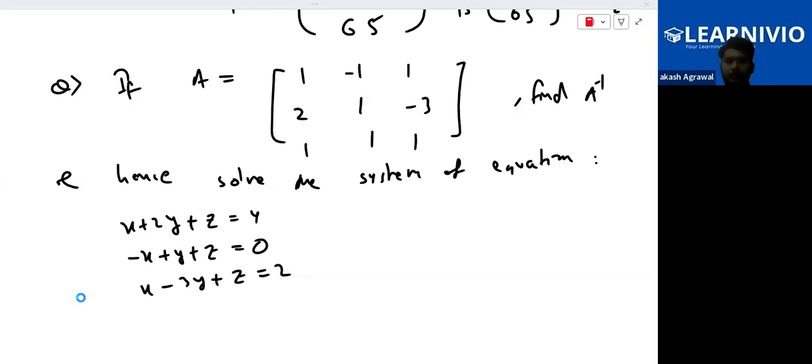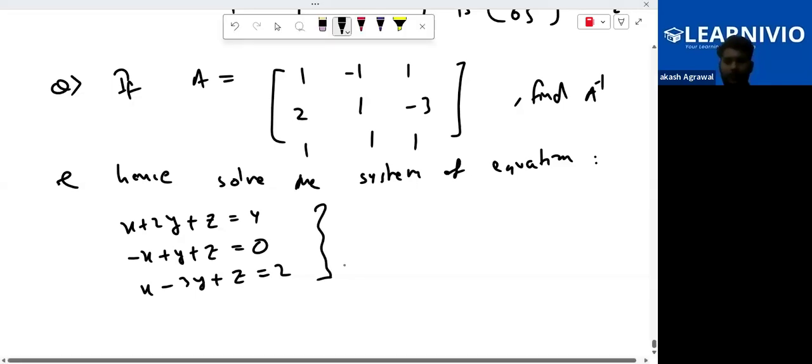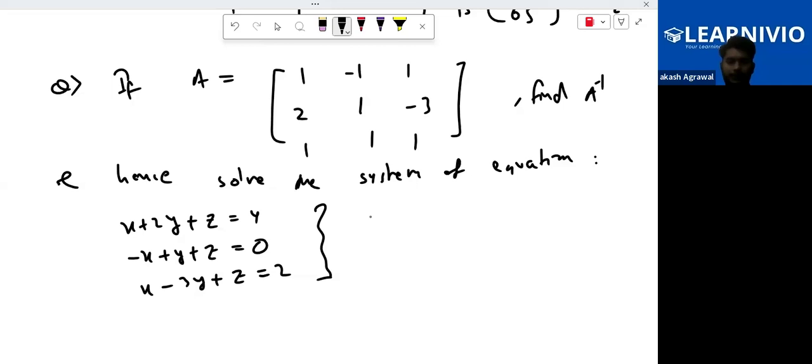Remember, this question is also just to find A inverse. Then you have to use properties, and this part will be very easy to solve. Just find A inverse, then think what property you can use.